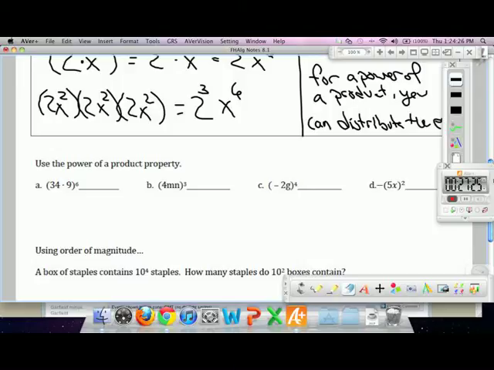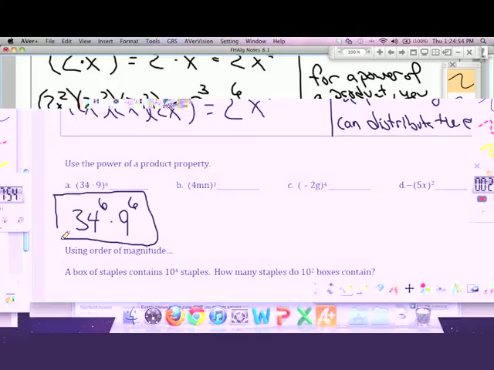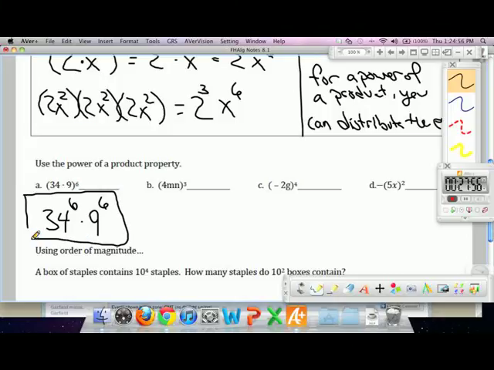Well, what exponent do each of these numbers have? 1. Okay, so then what's another way to write this? Could say 34 to the 6th power times 9 to the 6th power is one way to write this in exponent form. And then from there you could figure out what these huge numbers are and multiply them together to get an even bigger number. Or we can leave them in this nice notation.